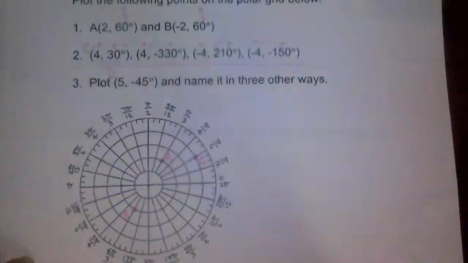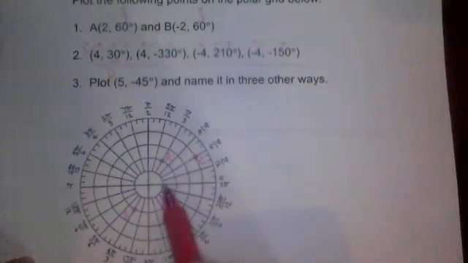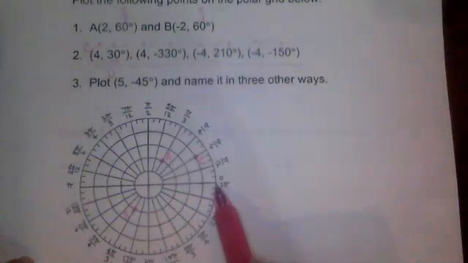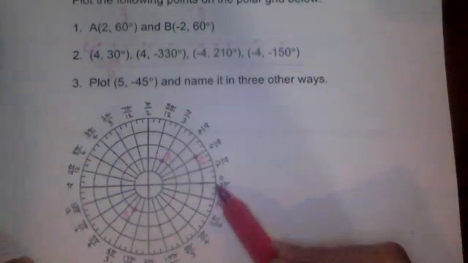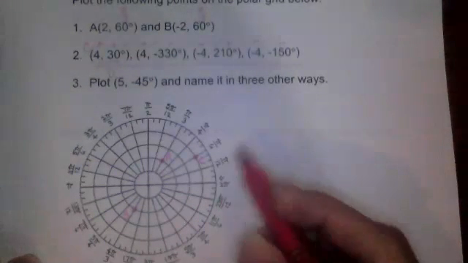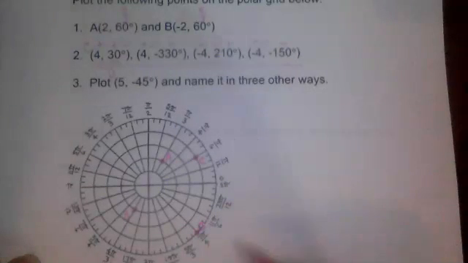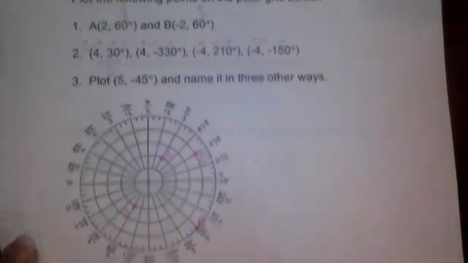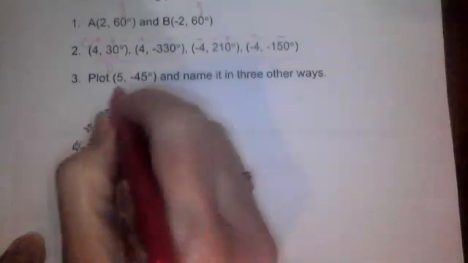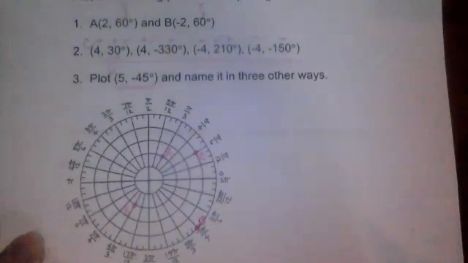We're going to plot this point. I'll call it point D. It's at (5, -45°), so out 1, 2, 3, 4, 5 from the pole, and negative 45 degrees. So we're going this direction. 45 degrees would be on the fourths. So here's point D. All right. Now they want us to name that point in 3 other ways.